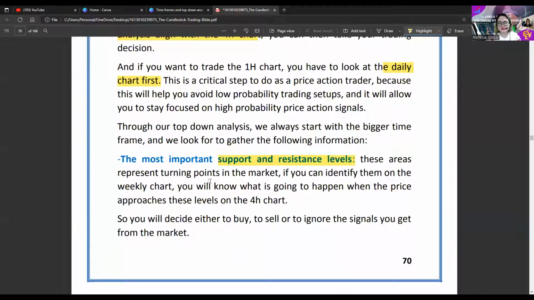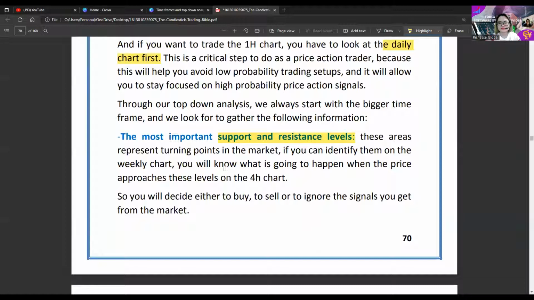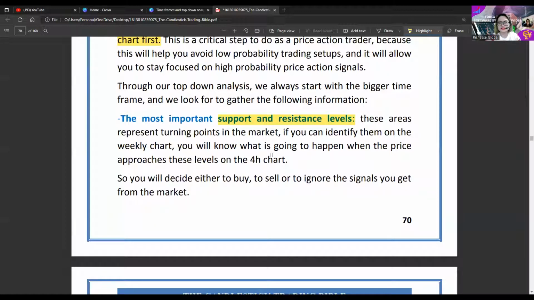These represent turning points in the market. If you can identify them on the weekly chart, you will know what is going to happen when the price approaches this level on the 4 hours chart. So we'll decide either to buy or sell or to ignore the signals you get from the market. Yan. Ibig sabihin po nito, yan.